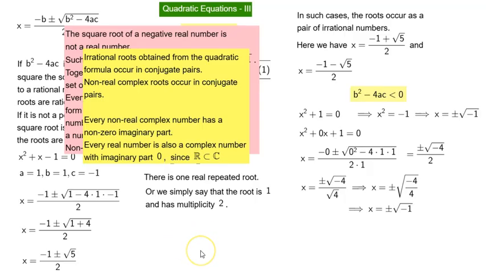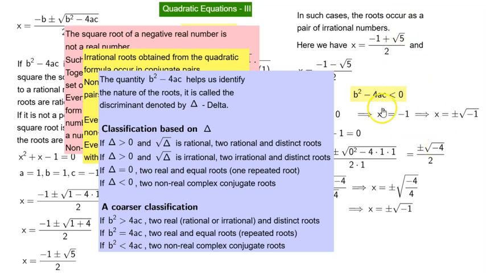So if 2 is a real number, then it can be written as 2 plus i0. So that imaginary part becomes 0. But still it can be written as a complex number. So every real number is also a complex number with imaginary part 0, since the set of real numbers is a part of the set of complex numbers.